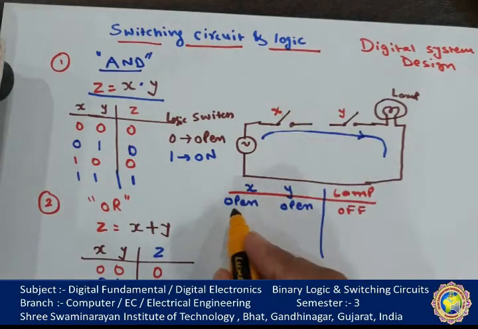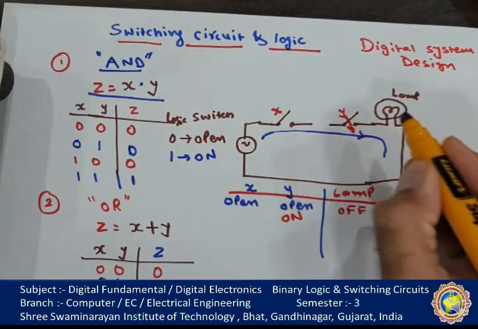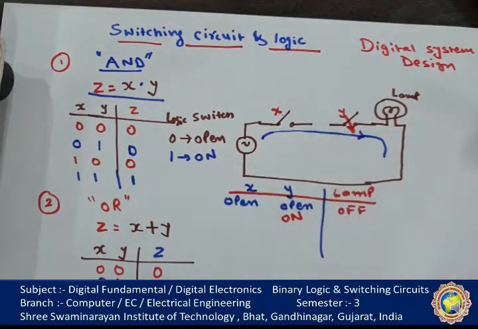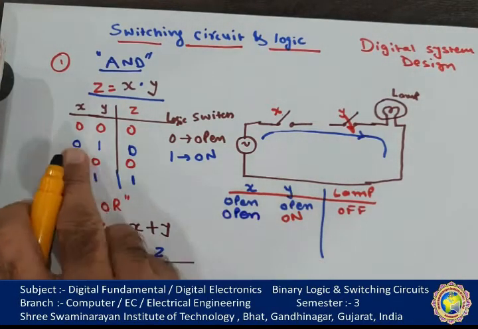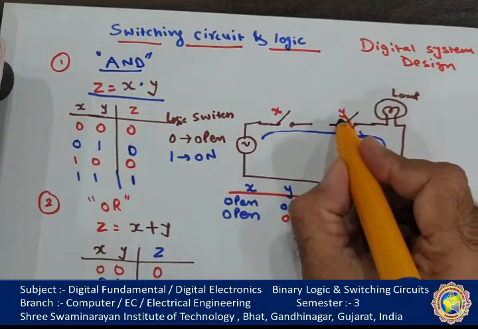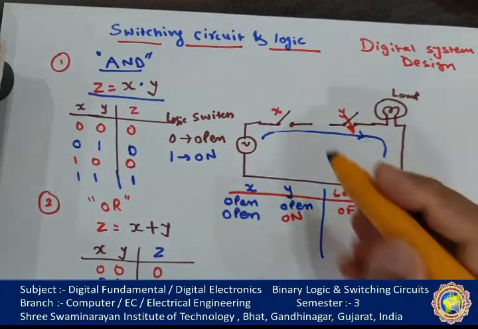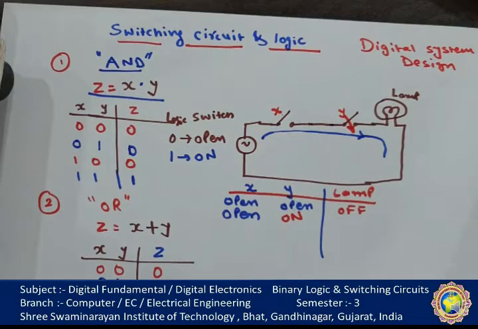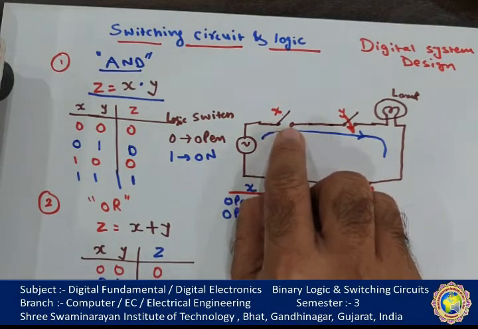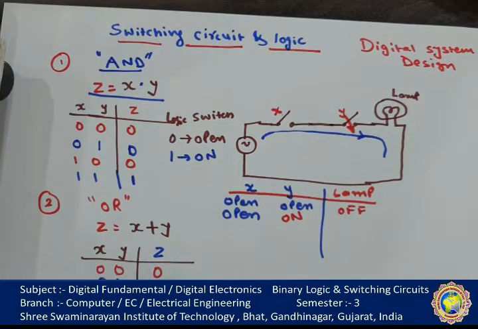If Y is on, the switch is in the on condition, and X is similarly open. So X is 0 and Y is 1, a closed circuit, but due to X being open, the current cannot flow here, so the bulb cannot get any electricity. That means the bulb is off.